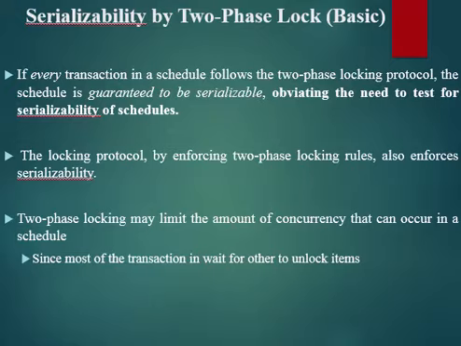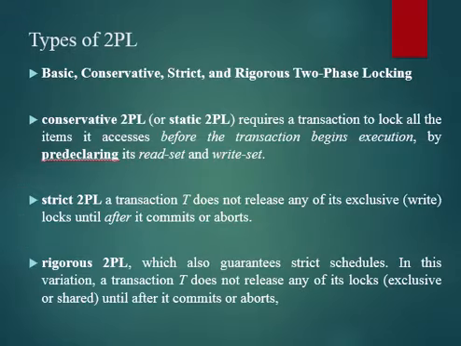Next we are going to see different types of two-phase locking. The first one is basic, which we already discussed. It is the case where a transaction won't lock any data item after the first unlock. That is basic 2PL. Next is conservative 2PL, which requires a transaction to lock all the items it accesses before the transaction begins execution.